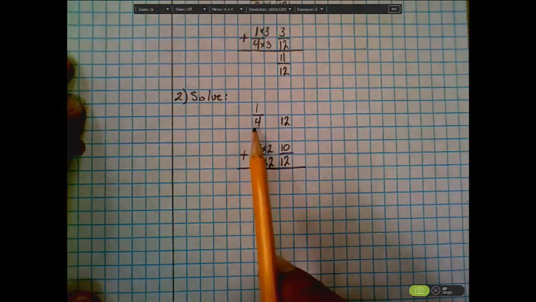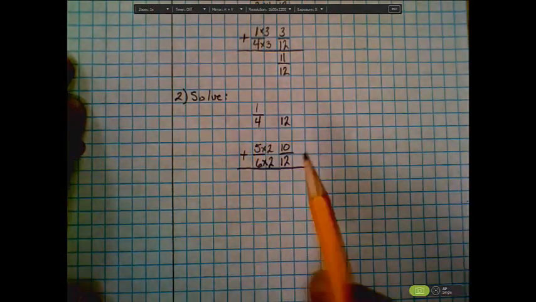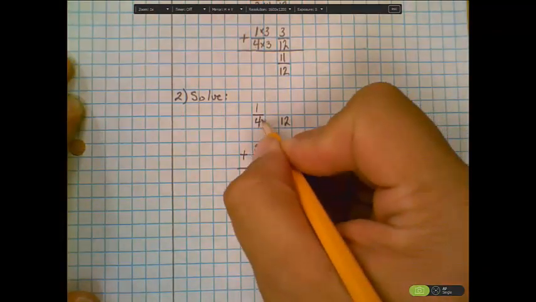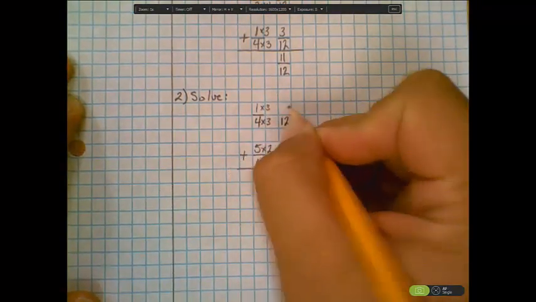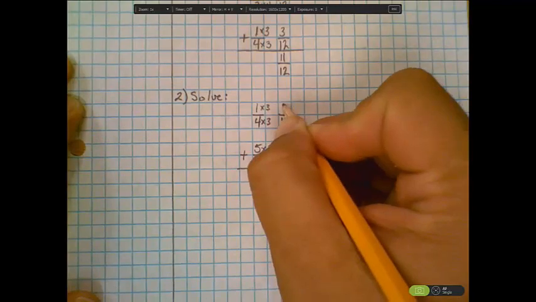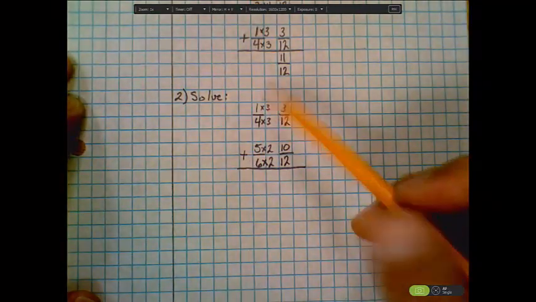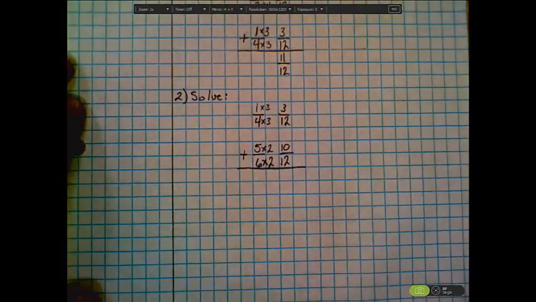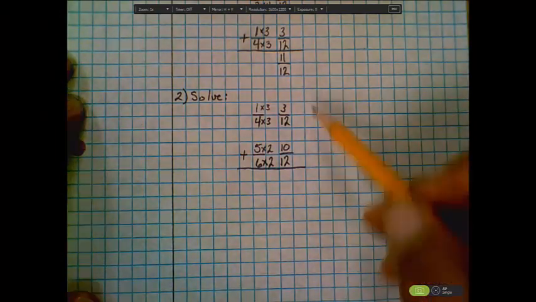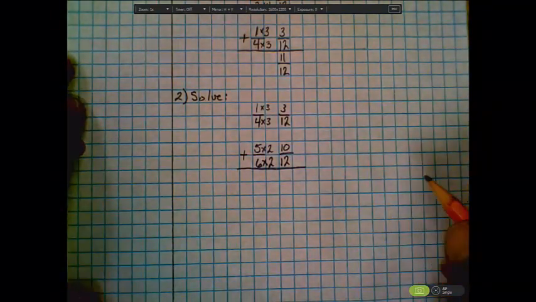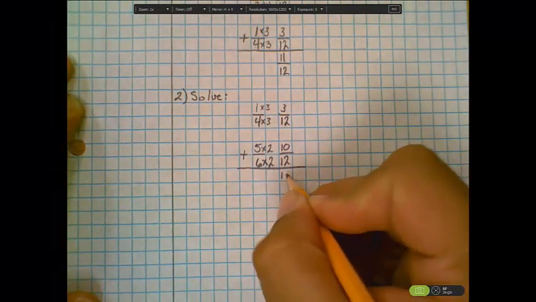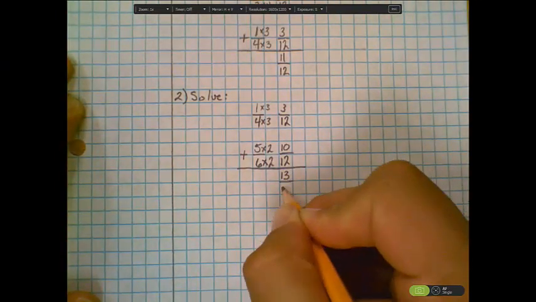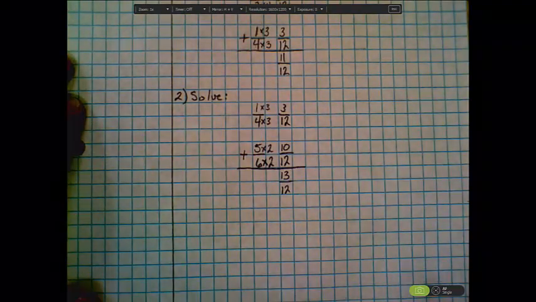We need to do the same thing with the top fraction, 1/4. We know that 4 times 3 is equal to 12. 1 times 3 is equal to 3. And so 3/12 is the equivalent fraction of 1/4. Now that we have equivalent fractions and they have the same denominator, we just add like we normally would. 3 plus 10 is 13. We keep the denominator, which is 12.